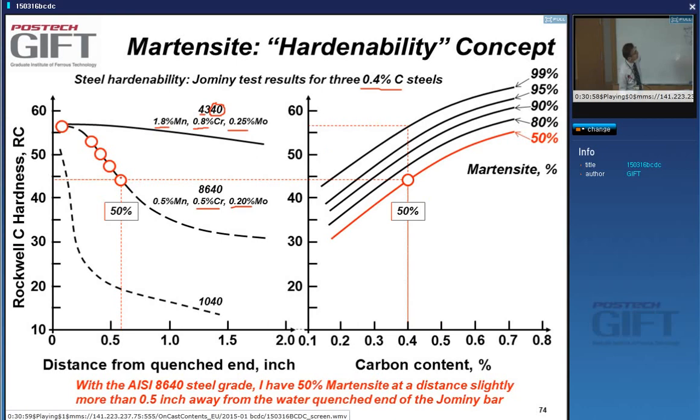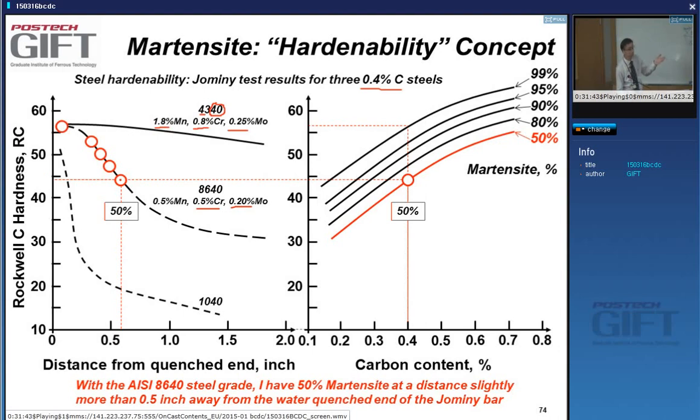So what does it mean here? What is the martensite content here, for instance? Okay, so let's have a look. I look at the scale of the Rockwell hardness. So this is the hardness I measure. And this is my carbon content. And they intersect on 50% of martensite. So this means here at a depth of about half an inch, about 1.2 centimeters, I will have 50% of martensite. Okay, that's what it means.